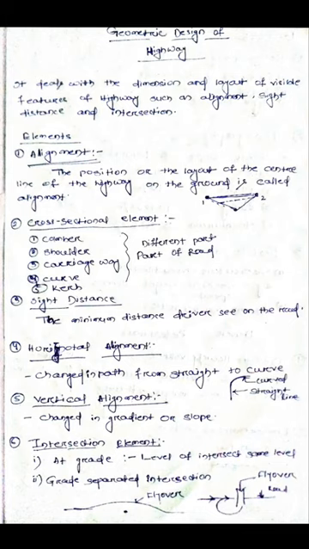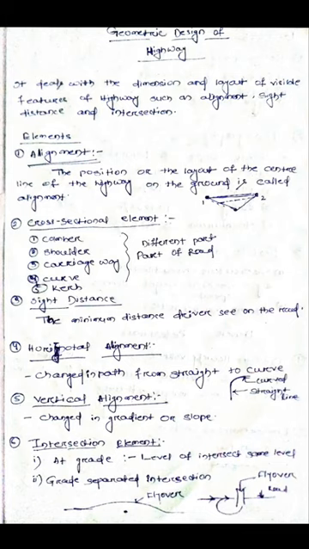Then horizontal alignment. Horizontal alignment means change in path from a straight line to a curved line. Alignment means the layout of the center line of a highway. If the center line is straight and then changes to a curve, that is called change in horizontal alignment. You can see the diagram: a path is straight, then it goes to a curve.